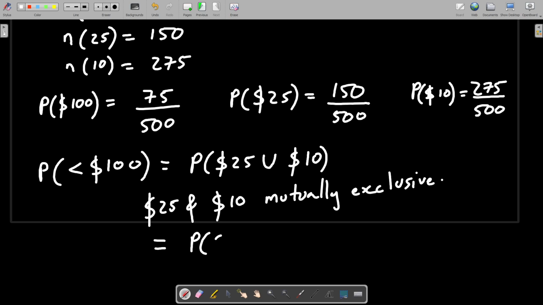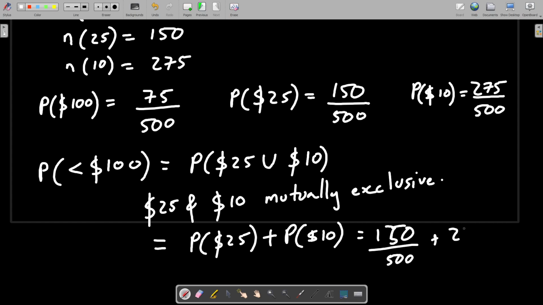Okay, so this will become probability of $25 plus probability of $10. So how much is this number? Tell me. 150 plus 275 upon 500. So this is equal to 425. Okay, so this is the final answer. Clear? Let's go to the next question.